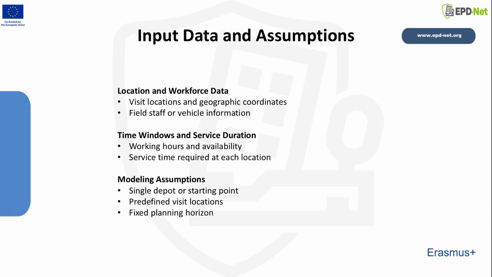Workforce routing models rely on several types of input data to accurately represent real-world operations. These inputs include the geographic locations to be visited, along with information about field staff or vehicles responsible for performing the visits. Accurate location data is essential for reliable routing calculations. Time-related data is also a critical input. This includes working hours, availability of field staff, and defined time windows for visits. In addition, the service duration required at each location must be specified, as it directly affects scheduling and route feasibility.